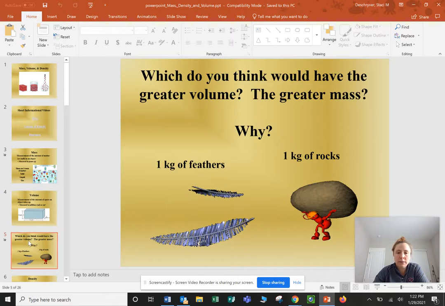Between these two things right here, we have a kilogram of feathers and a kilogram of rocks. A kilogram of feathers and a kilogram of rocks. So which one has more mass, the kilogram of feathers or the kilogram of rocks?